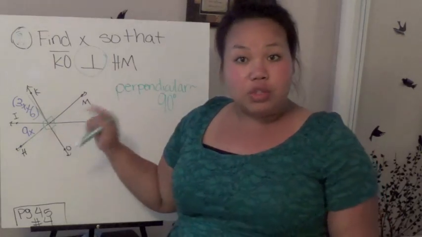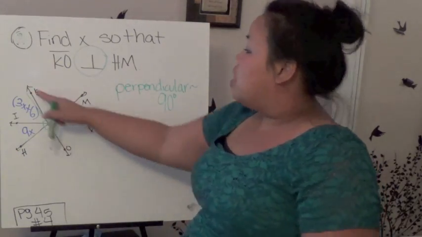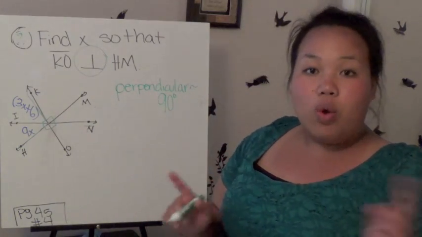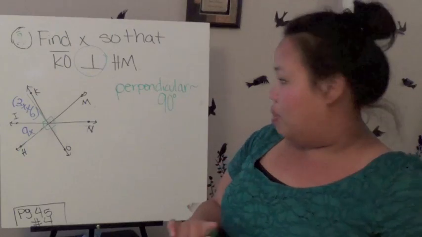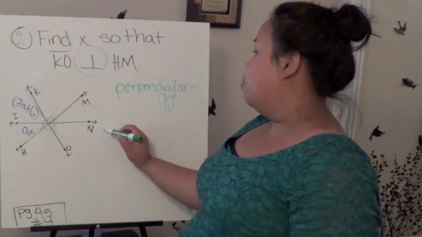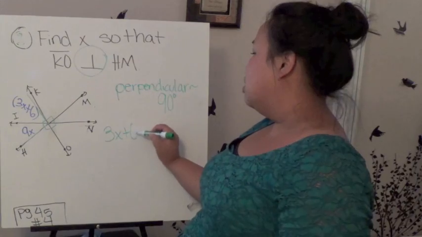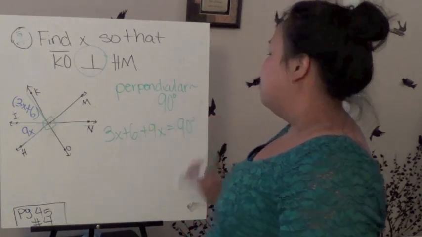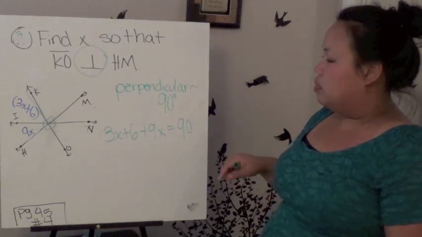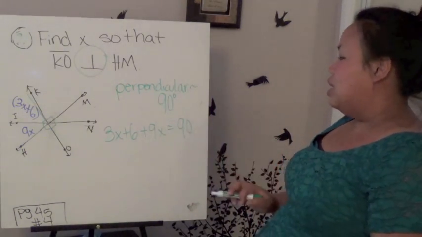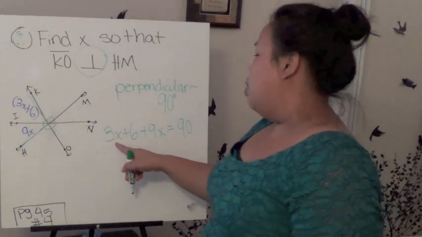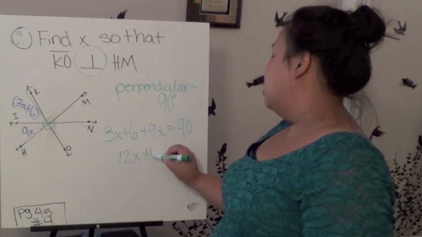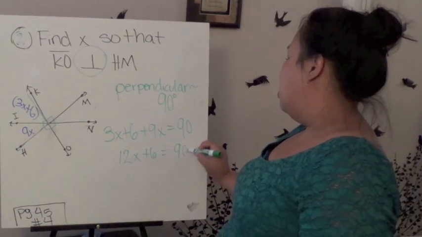So no, they're not equal to each other. It doesn't tell us that, but it does tell us that together they make 90 degrees, and 90 degrees means that they're complementary. 180 is supplementary, 90 is complementary. In this case, we're dealing with complementary, so we're saying that 3x plus 6 plus 9x equals 90 degrees. Okay? Leave the degree sign off. So 3x plus 6 plus 9x equals 90. 3x plus 9x is 12x plus 6 equals 90.